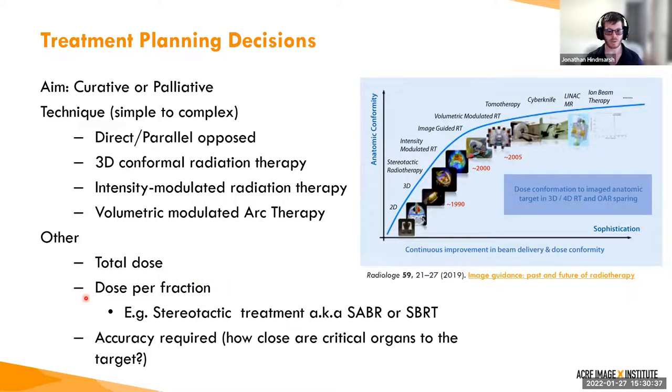So are we doing standard dose or high dose per fraction? Which could be a stereotactic. And then how close is it to critical organs? So for a stereotactic, we typically need to either bolt the patient to the couch or make sure they don't move at all, because for some of these treatments, we have a half a mil tolerance on movement. Whereas for other treatments, we don't have to be quite so restrictive on our movements.